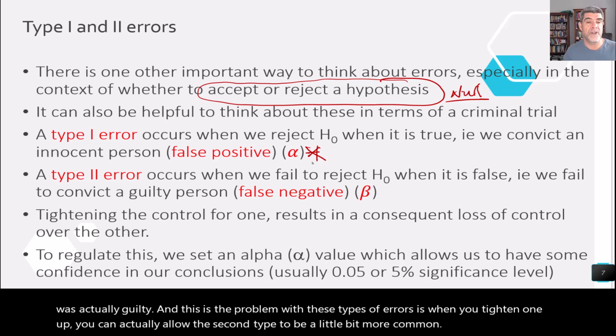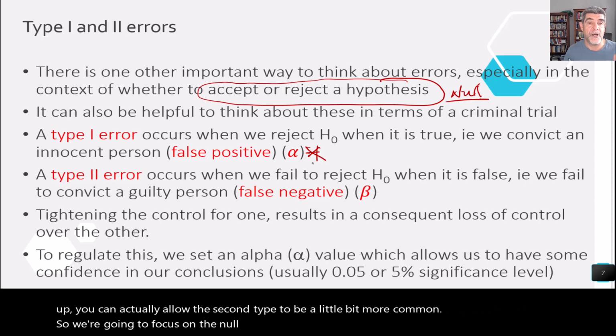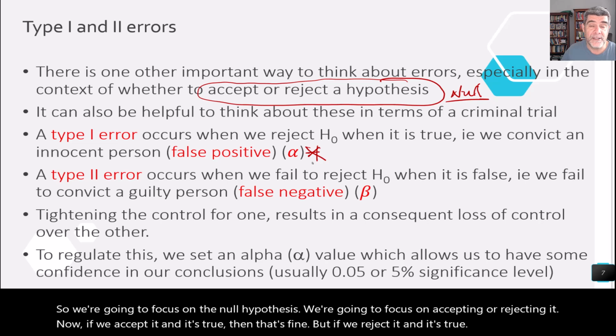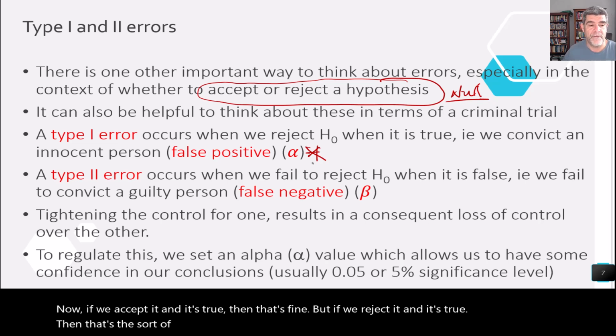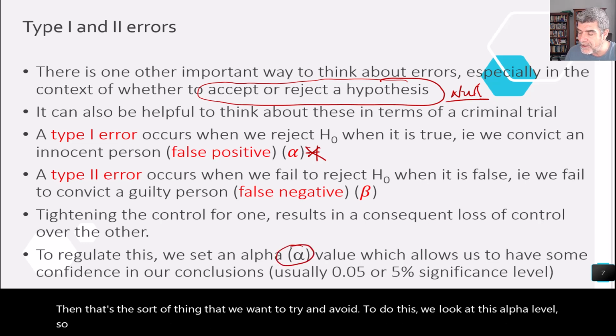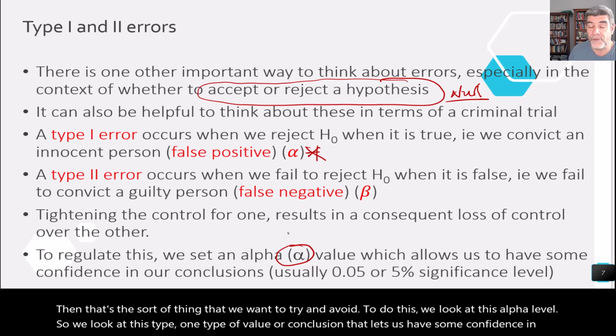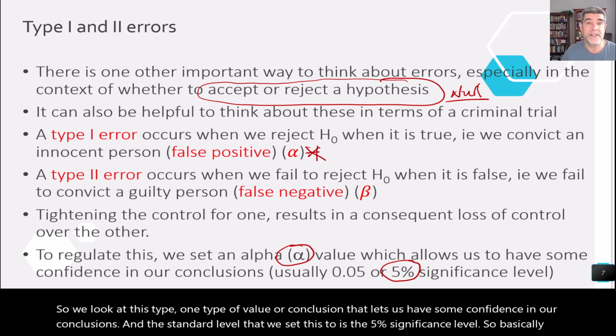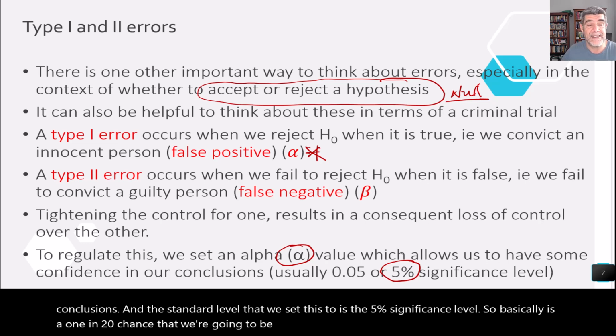So we're going to focus on the null hypothesis. We're going to focus on accepting or rejecting it. Now, if we accept it and it's true, then that's fine. But if we reject it and it's true, then that's the sort of thing that we want to try and avoid. To do this, we look at this alpha level. So we look at this type 1 value that lets us have some confidence in our conclusions. And the standard level that we set this to is the 5% significance level. So basically, there's a 1 in 20 chance that we're going to be convicting an innocent person.